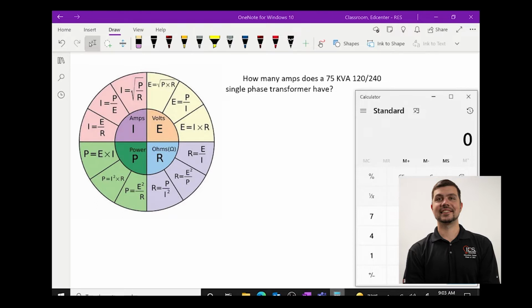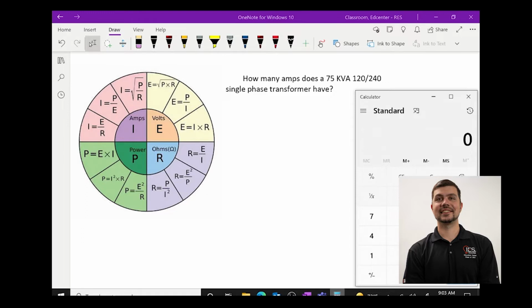Today we're going to be talking about transformers and how we can use Ohm's Law to find the amps. This is a continuation of the Ohm's Law video from before, so if you haven't checked that out first, I highly recommend it.